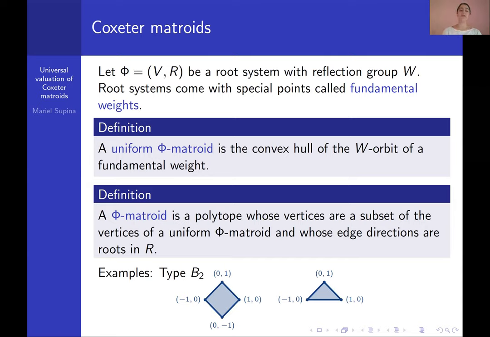And then the one on the right is a Coxeter matroid. You can see that its vertices are a subset of the vertices of the original matroid, and the edge directions are also roots in B2. So these are two examples of Coxeter matroid polytopes.